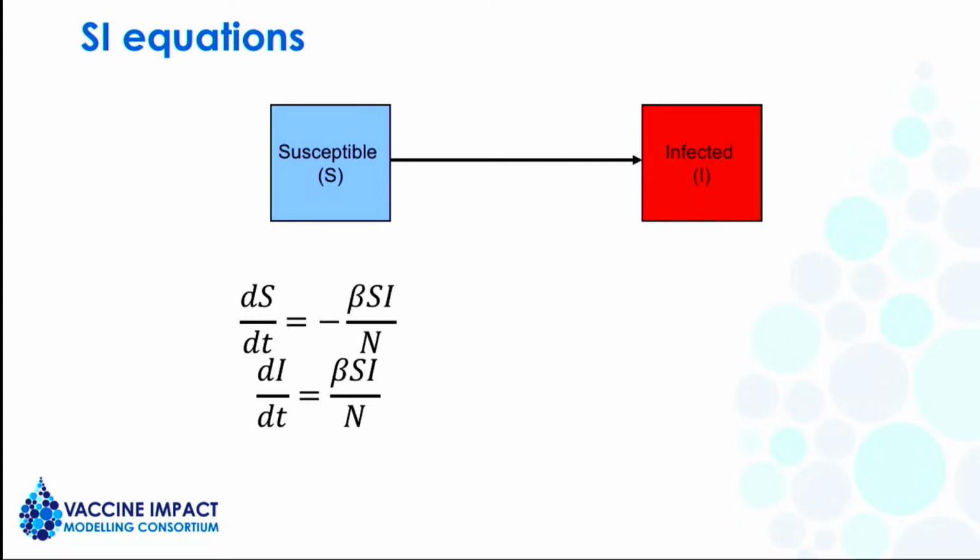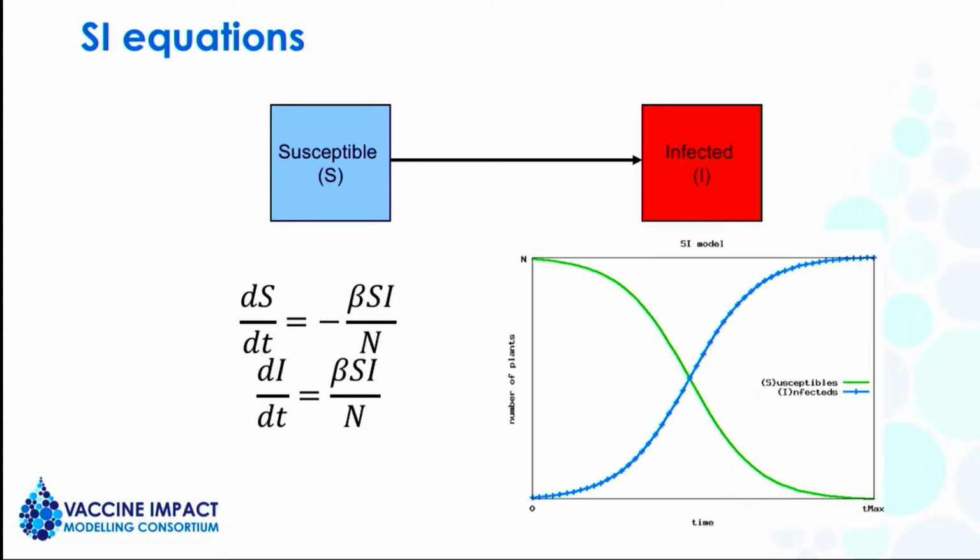So we can start writing our equations for this model. Everyone in N, the total population, is either susceptible or infected. We're not thinking about births and deaths or anything else at the moment. We're just focusing on S and I for now. So we've got a pair of coupled differential equations. We can start looking at what that looks like in terms of a graph. So here, if we look at the green, that's our susceptible population.